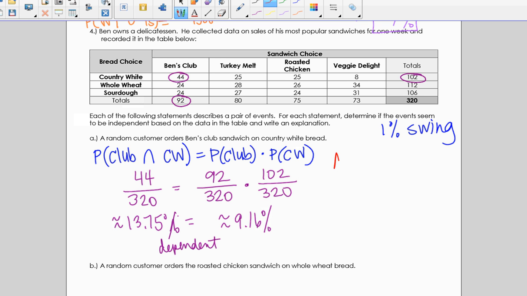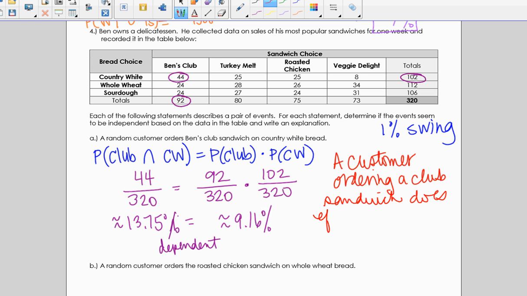Okay, so a customer ordering, sorry, my handwriting sucks, a club sandwich does affect the probability that they order country white bread.